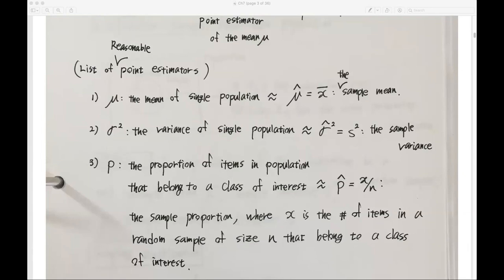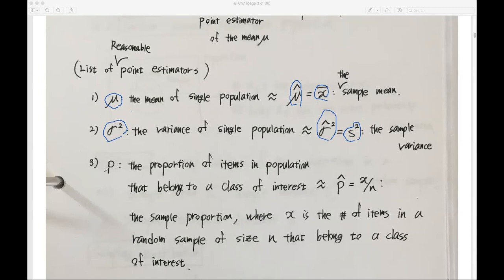Please understand the meaning of each symbol. Mu is the population mean, one of the population parameters. Mu hat is the symbol of the point estimator of the population mean mu, and x bar is the sample mean. Sigma square is the population variance, sigma hat square is the point estimator of the population variance sigma square, and lowercase s square is the sample variance.